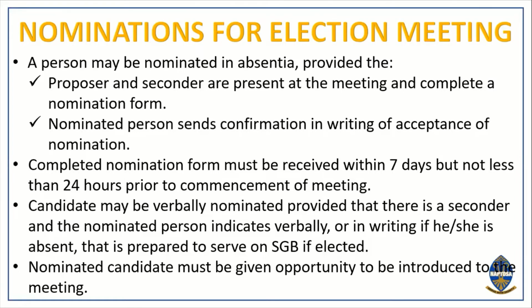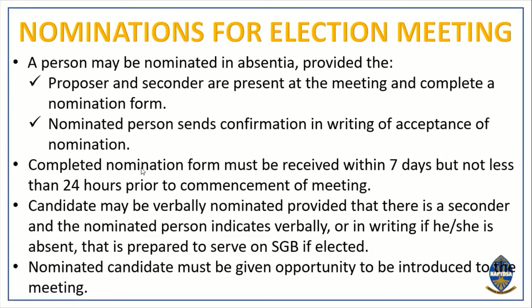provided that the seconder and the nominated person have indicated that they're prepared to serve. And the nominated candidate must also be given an opportunity to be introduced to the meeting. So the school electoral officer will either ask the person that proposed them to introduce the candidate, or the candidate themselves may stand up and introduce themselves and share with the meeting who they are, what their qualifications are, so that the meeting also knows them.